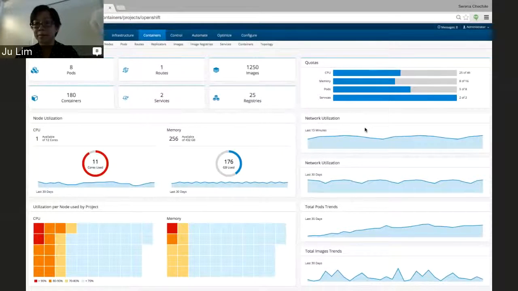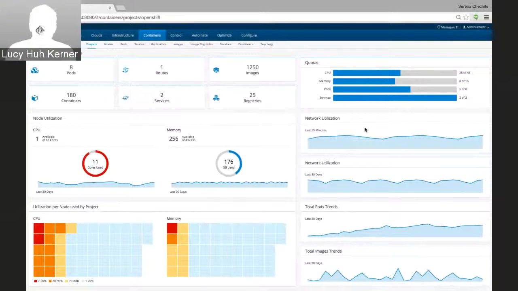So are there any questions on the dashboard? Or comments? Do folks have any thoughts around what they've seen or would like to see added? Are you grabbing those quotas from OpenShift directly, because you can also do quota management inside CloudForms today? So I'm wondering if there's a tie-in for that.